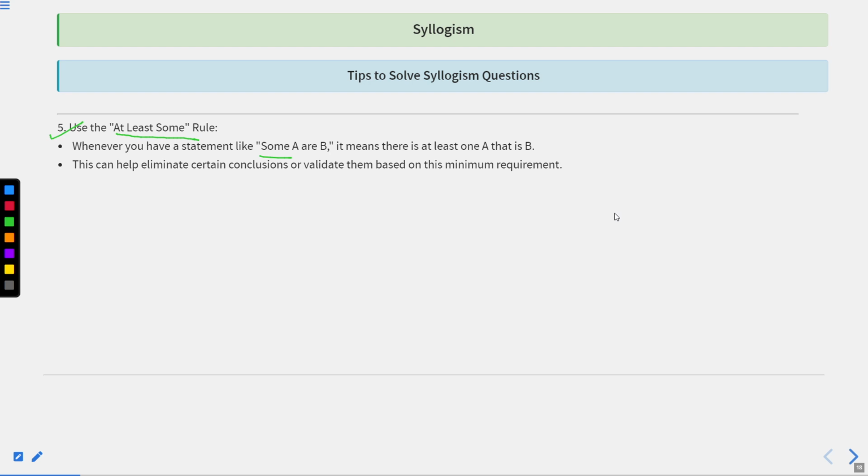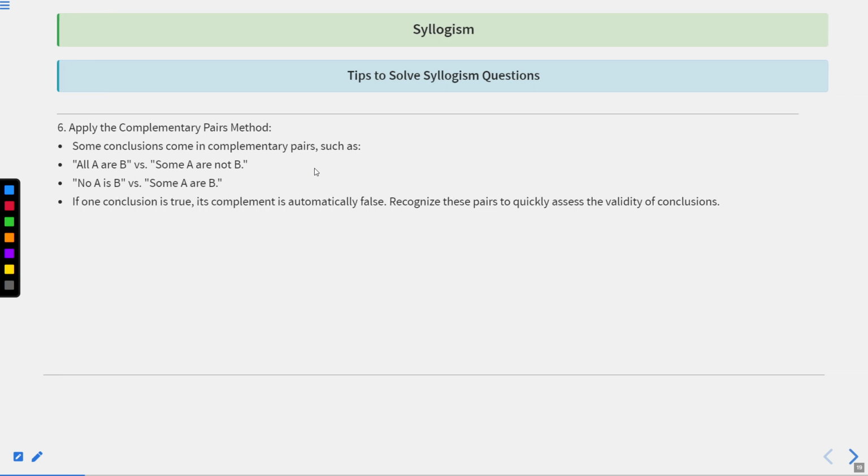you can have minimum overlap, but you cannot by yourself define that this particular overlap will cover this or that. There should be a minimum overlap between both the circles, representing the different subjects and predicates. This can help eliminate certain conclusions or validate them based on the minimum requirement. So if there is a statement, some A are B, then obviously there will be an overlap. And if a statement says that all A are not B, you can directly remove it because it clearly contradicts the statement that has been provided.